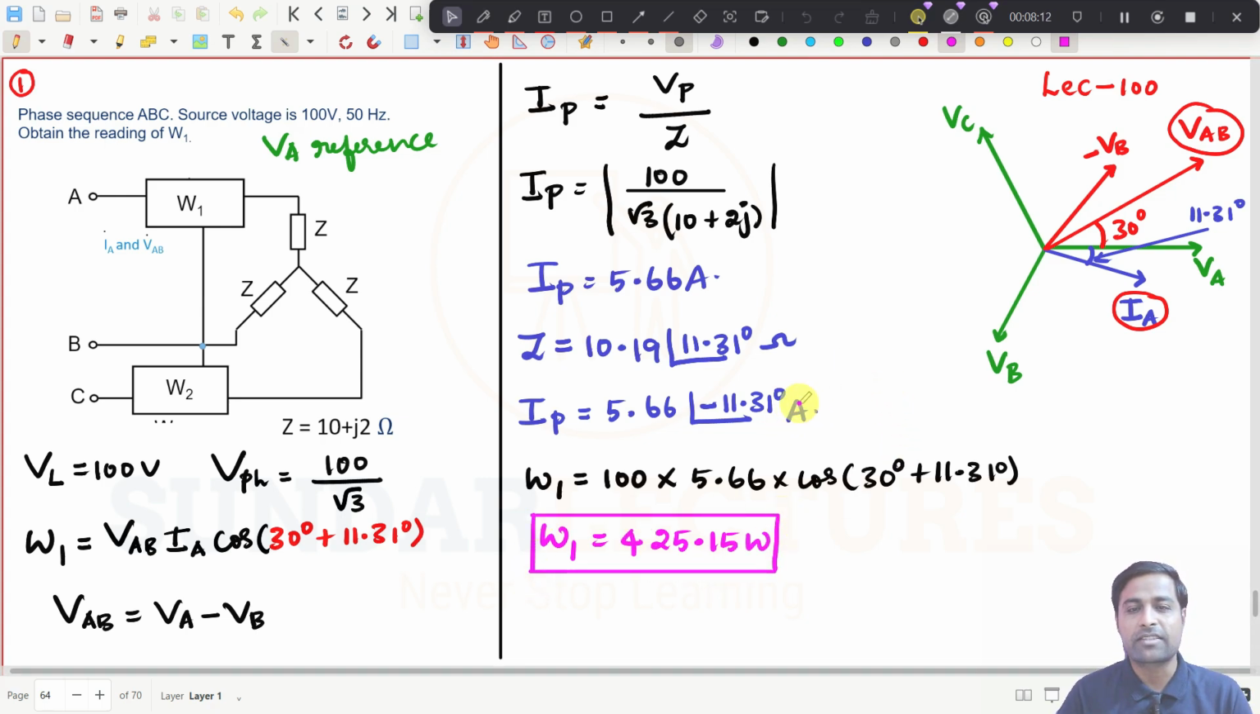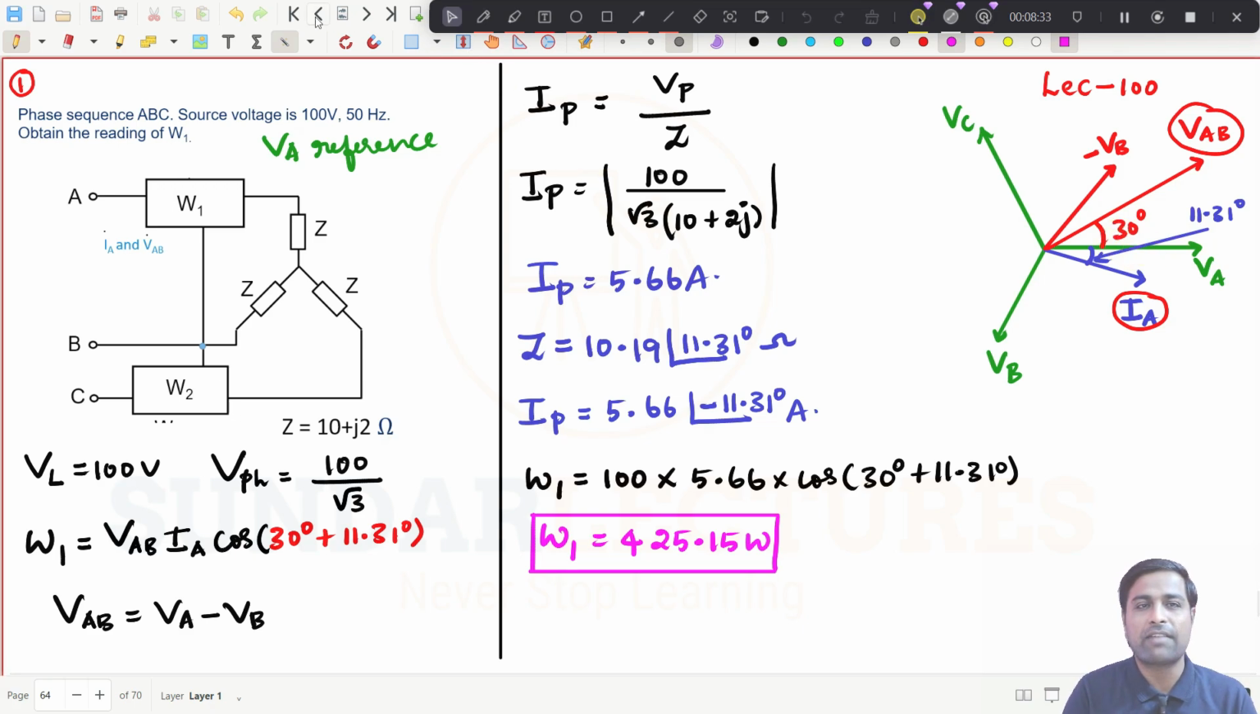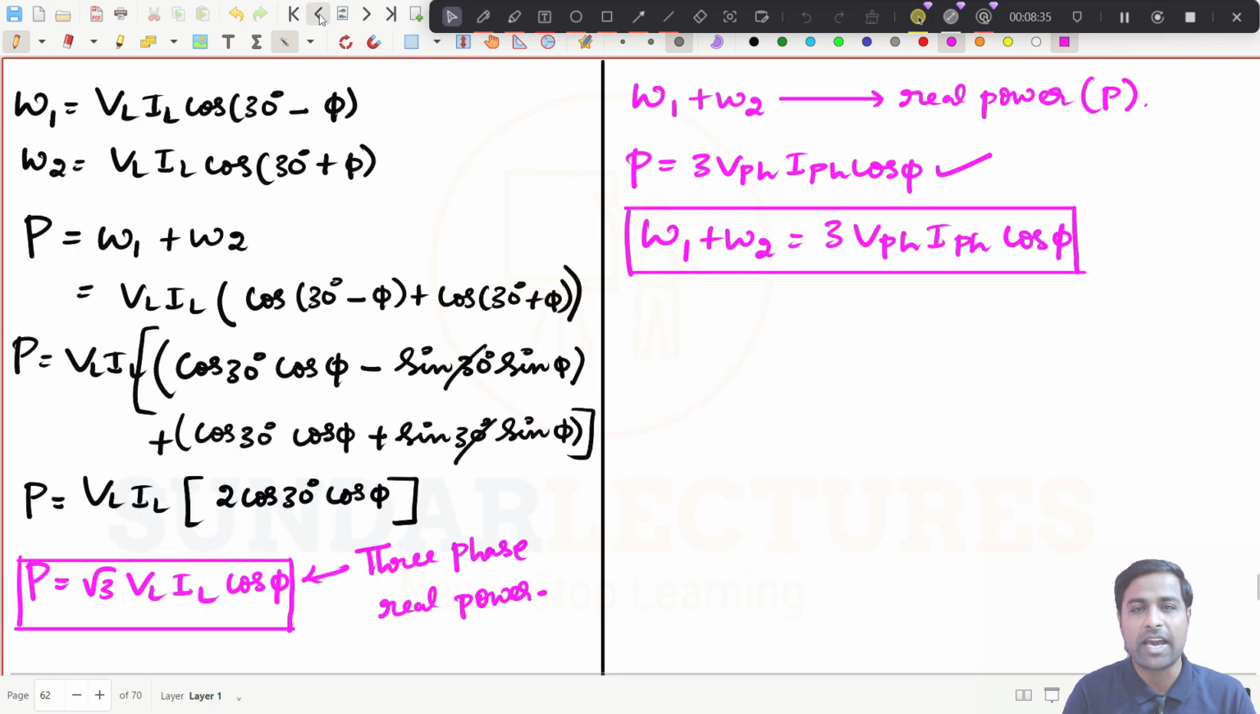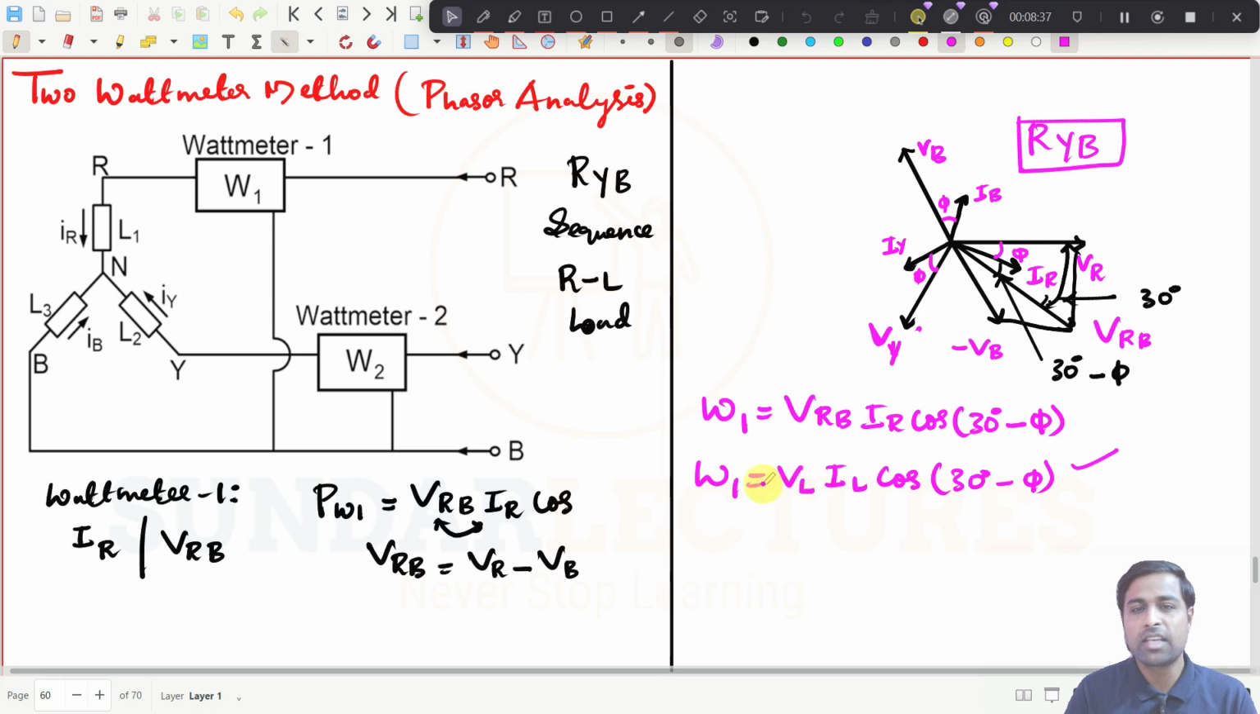See, try to understand certain things, right? You have to draw this phasor diagram. Then it will be easy. Right? Between any two lines where you connect the wattmeter, you just draw this diagram. It will be very simple, right? Don't mug up any formula. I have just derived this formula here, this one.